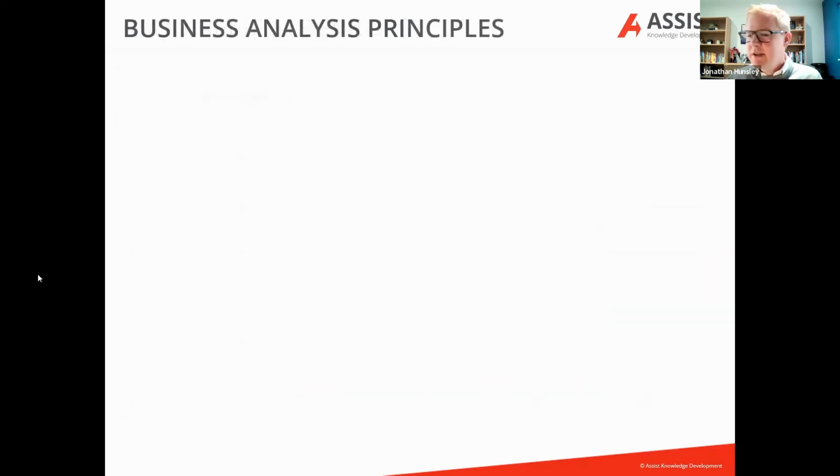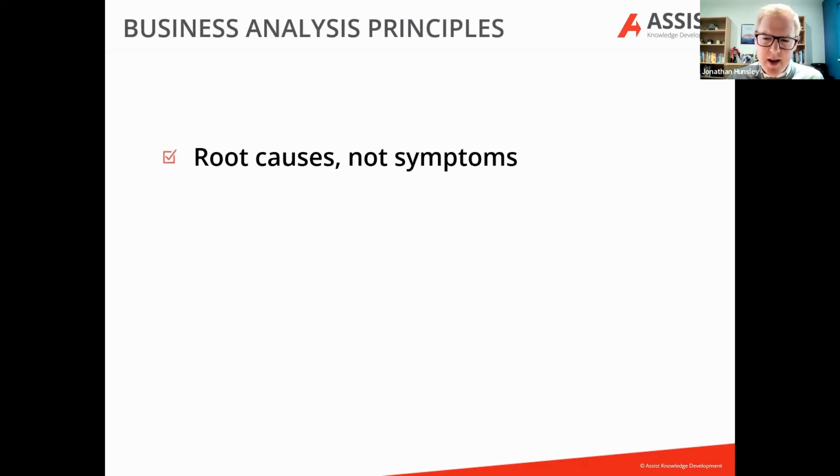All right, let's have a look at some principles for business analysis then. So we should be looking at root causes and not symptoms. So this means that we won't diagnose incorrectly. We're going to look at what's the cause and effect relationship between problems and opportunities and the business systems that we're looking at. There's no point treating a symptom if the root causes haven't been identified for a problem.